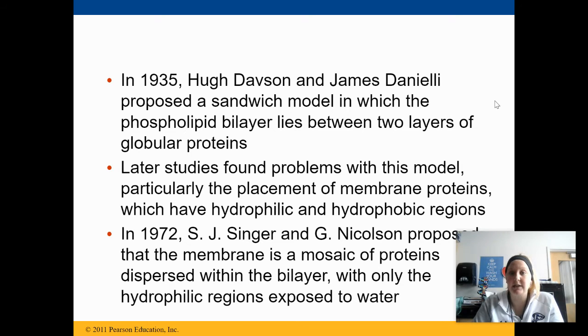In 1972, S.J. Singer and G. Nicholson proposed that the membrane is a mosaic of proteins that are randomly studded throughout the membrane and dispersed throughout the bilayer, and only the hydrophilic regions of both the membrane and the proteins were exposed to water.